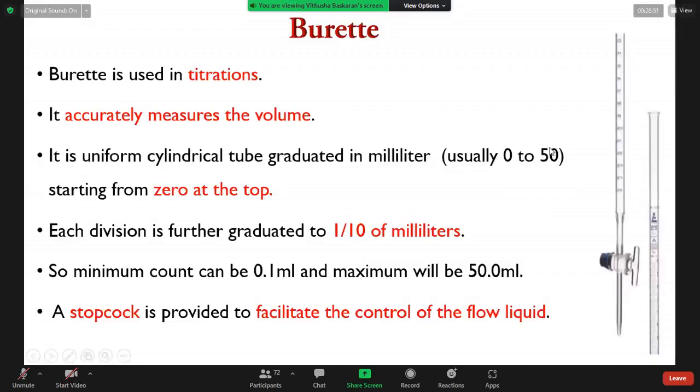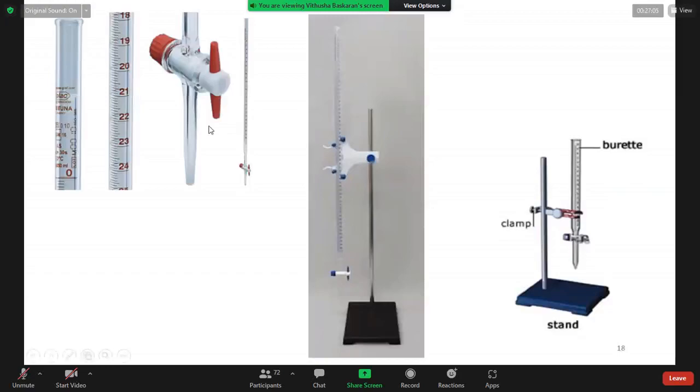And the next one is the Buret. Buret also accurately measures the volume of solutions, and it is mainly used for titration purposes. If you take this Buret, you can observe the zero at the top part of the Buret, and you can observe 50 at the bottom part of the Buret. So this uniform cylindrical tube starts from 0 at the top, and it finishes with 50 at the bottom part.